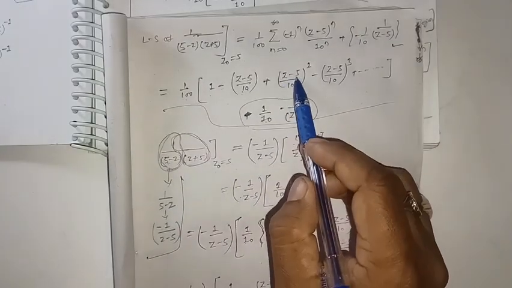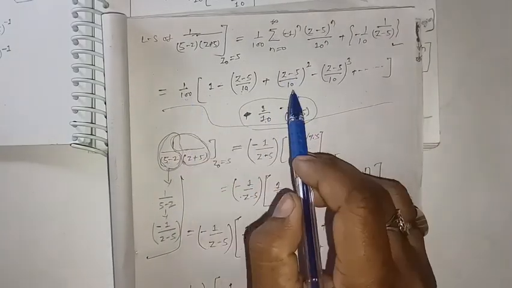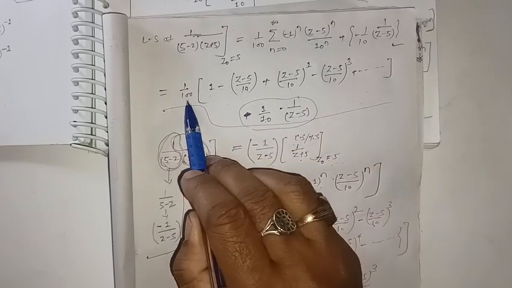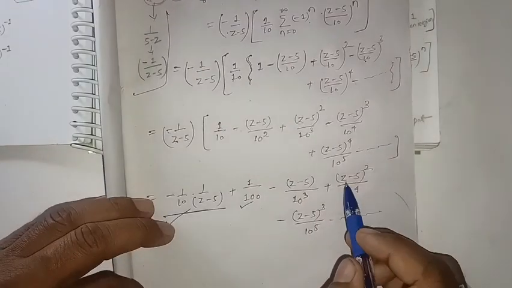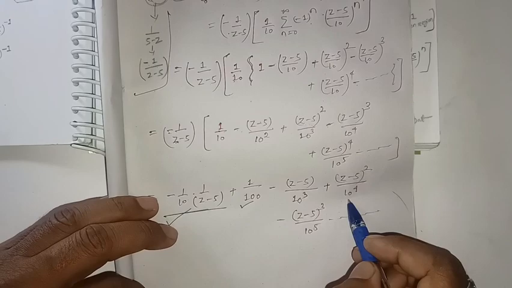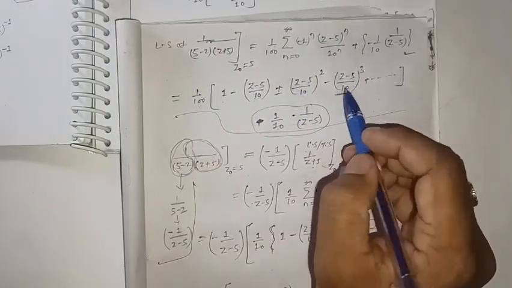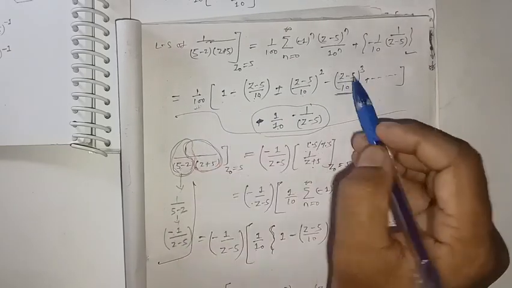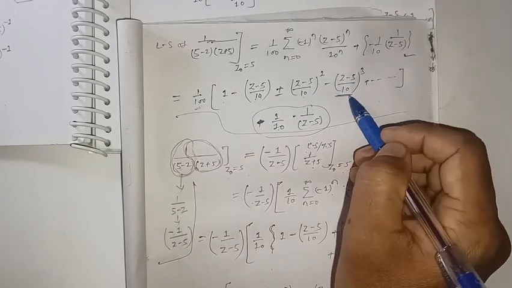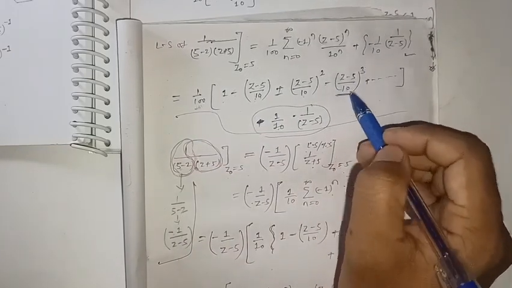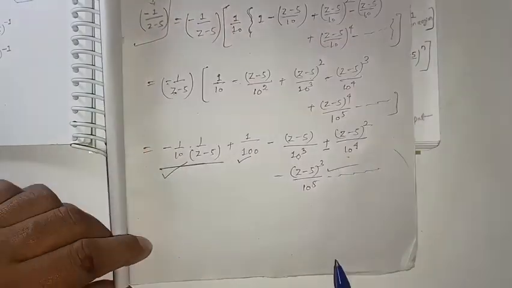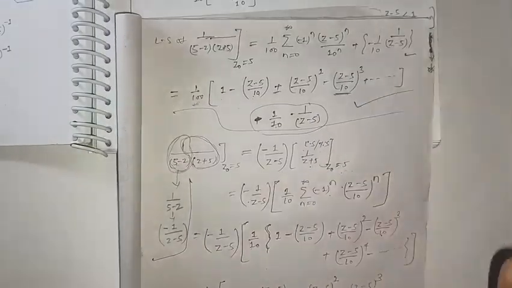Here (z minus 5) to the power 2 by 10 to the power 2. 10 to the power 2 multiplied means 10 to the power 4, so (z minus 5) to the power 2 by 10 to the power 4. Plus, here also plus 1 by 100 multiplied with this one. That means 10 to the 2, 10 to the 3, then 10 to the 5 minus (z minus 5) to the 3 by 10 to the 5. We got the same series.